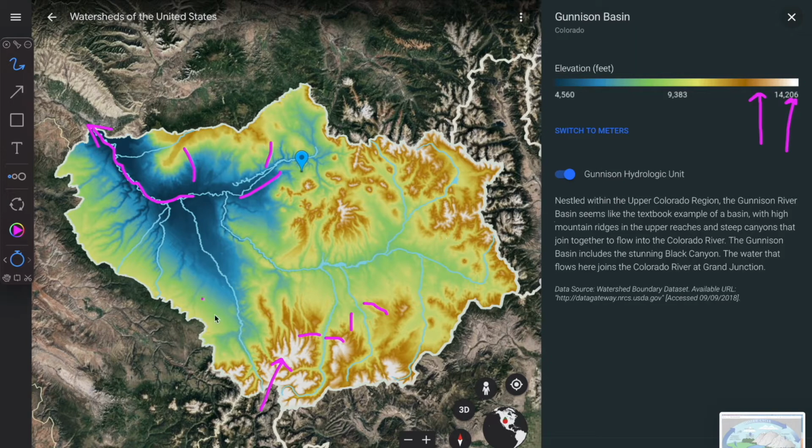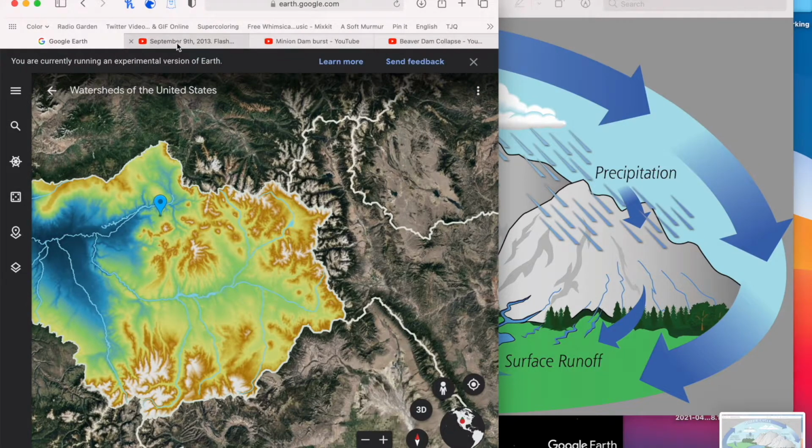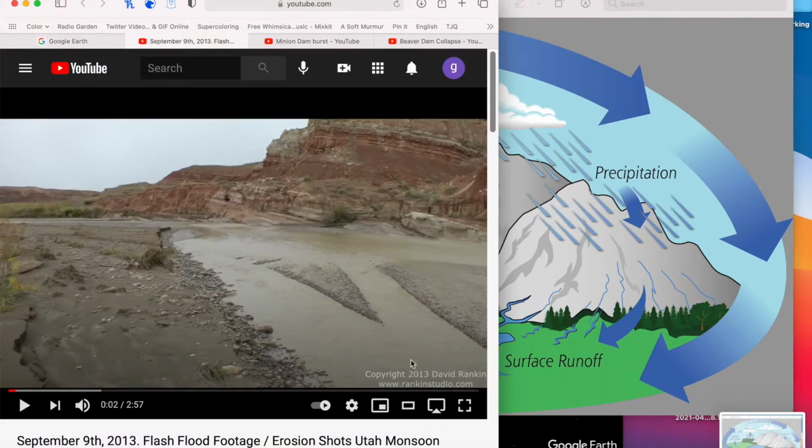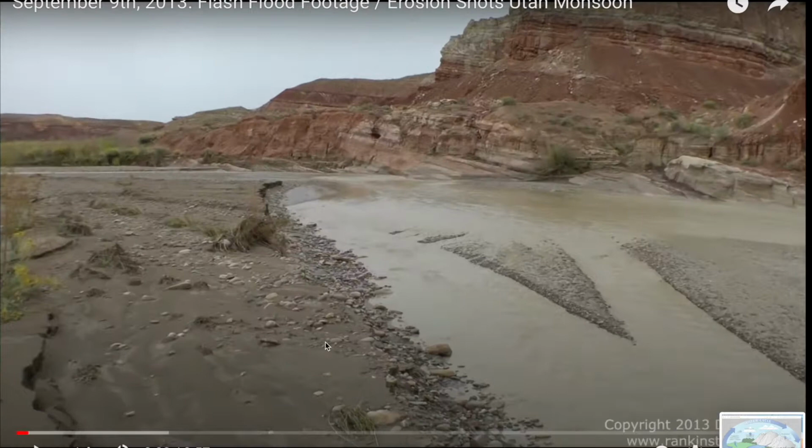But everything in this area drains down the slopes to this river in the bottom of the valley and flows towards the ocean, right? And so it could be kind of low water here, but if it rains over here, that water is going to flow down to here. And let's take a look at what can happen when you get a lot of water flowing like that.